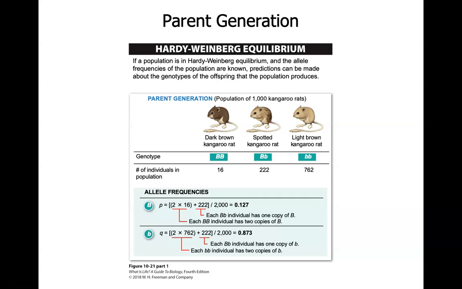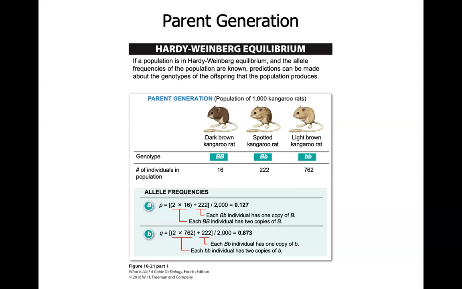They have given us the number of individuals. So we have 16 individuals who are dark brown, 222 that are spotted, and 762 that are light brown. So we can see that the recessive allele is actually the most frequent in the population. Just because it's recessive doesn't mean that it is going to be lost from the population or become less frequent.